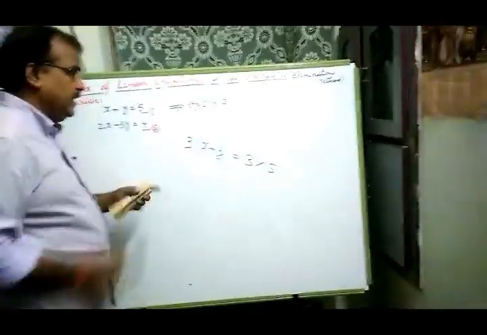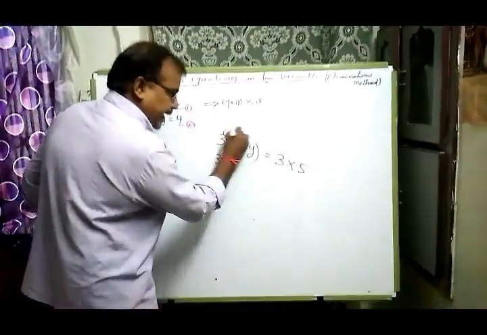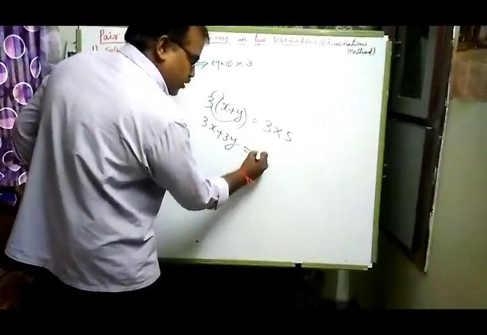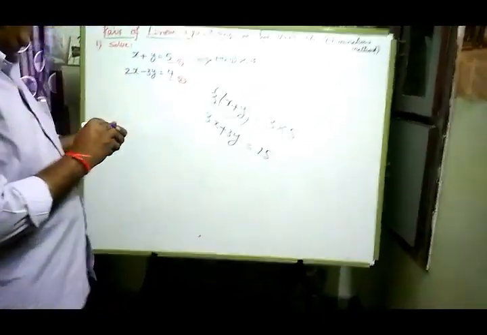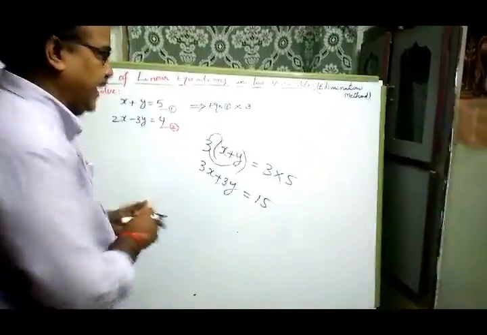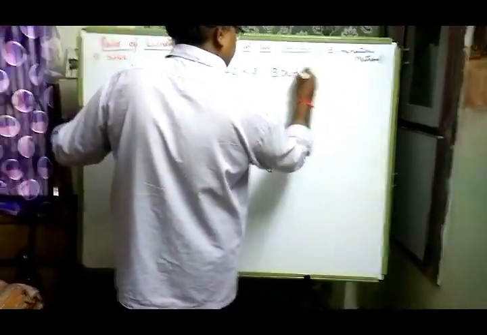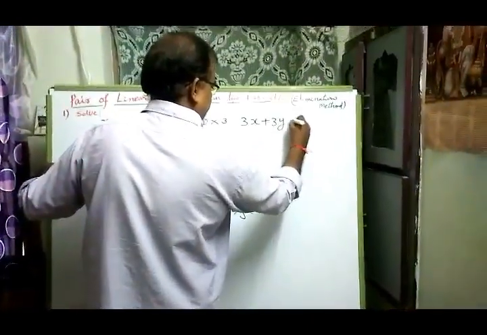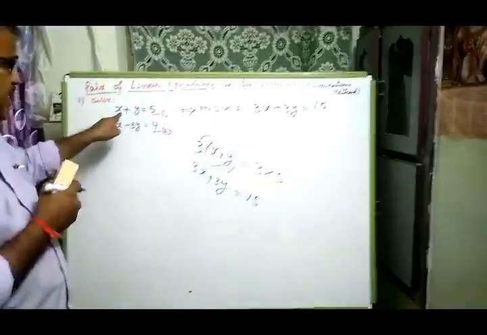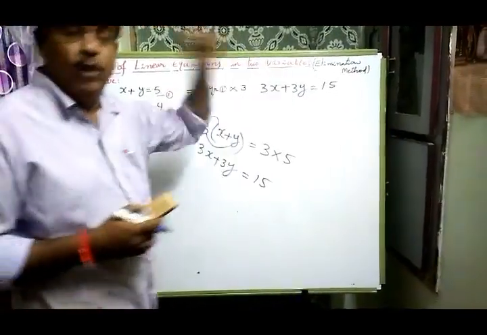What is the answer? 3 into x is 3x, plus 3 into y is 3y, is equal to 3 into 5, which is 15. That implies equation 1 will change to 3x plus 3y is equal to 15. Actually, the equation is x plus y is equal to 5; I just changed it to 3x plus 3y is equal to 15.